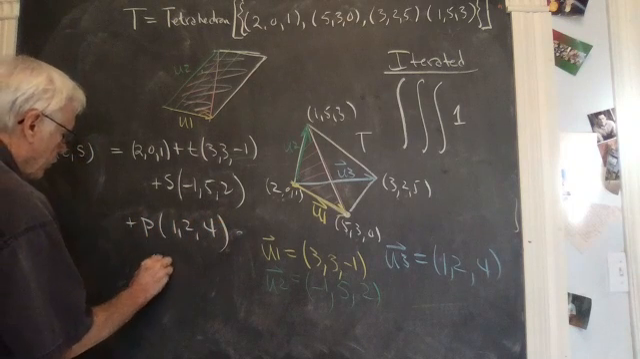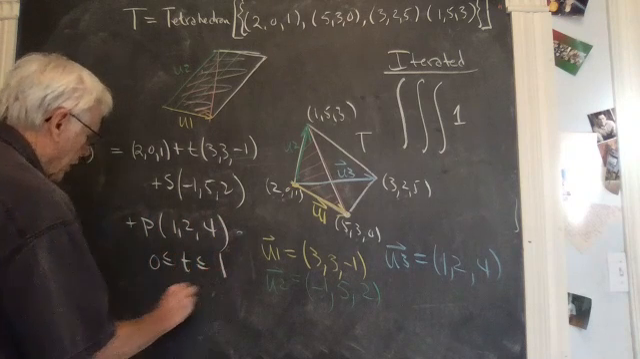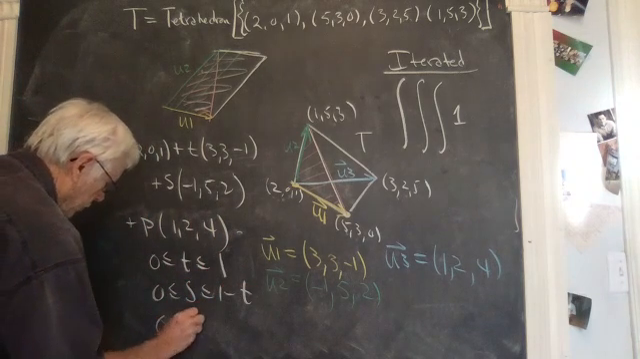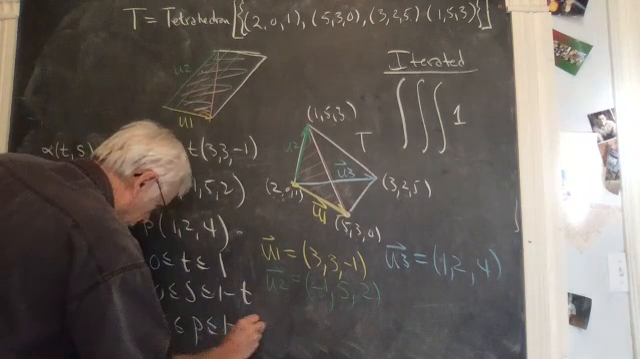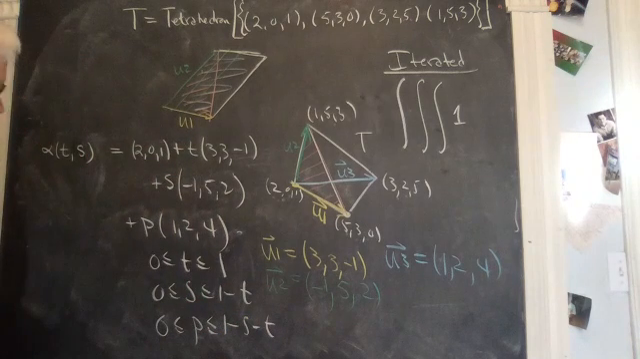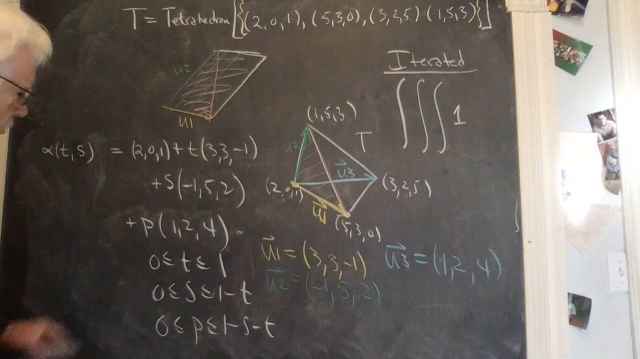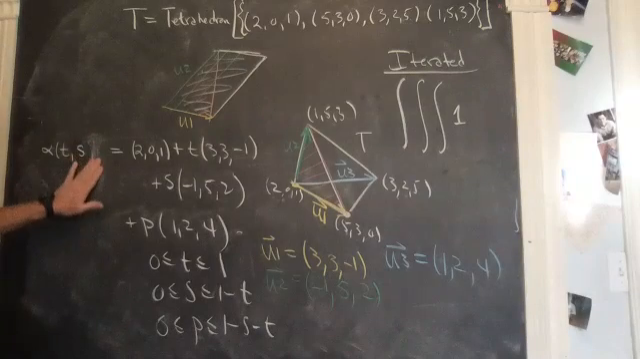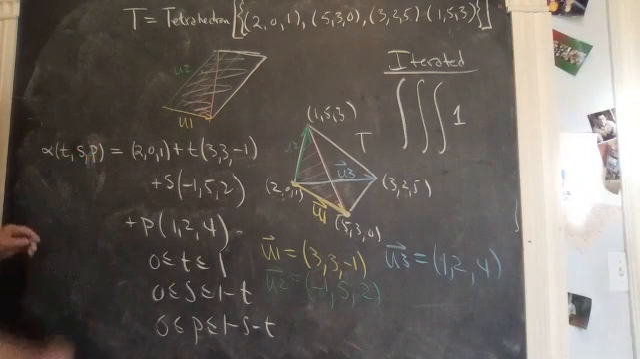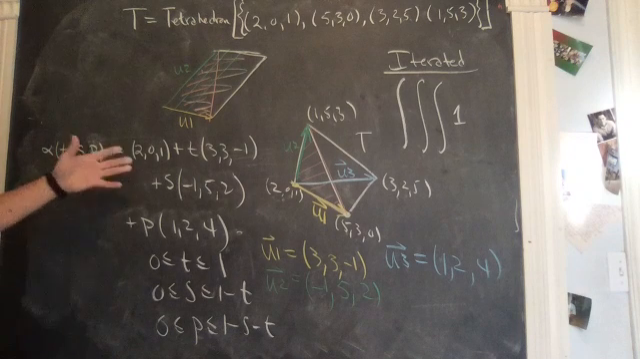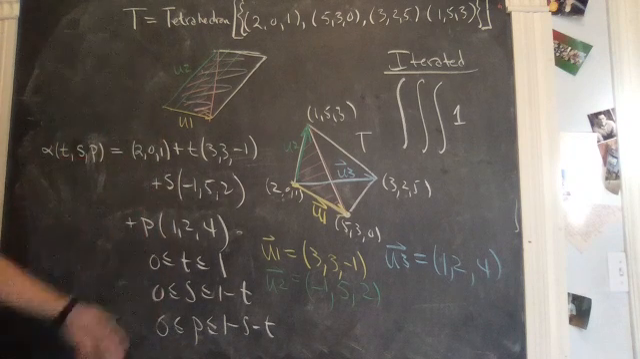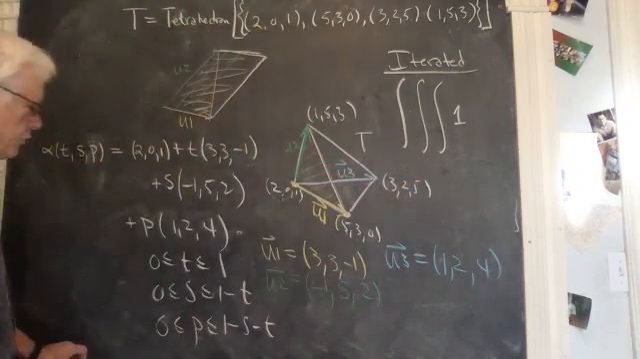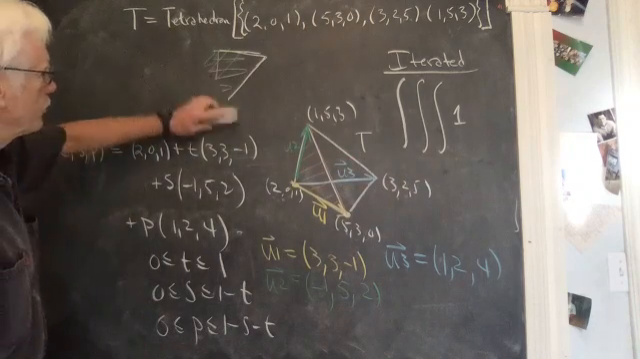with 0 less than or equal to T less than or equal to 1, 0 less than or equal to S less than or equal to 1 minus T, 0 less than or equal to P less than or equal to 1 minus S minus T. This will give the exact description of, this is a parameterization of the entire tetrahedron. And this parameterization is kind of what I was pushing for us to get. And this parameterization will let us do this integral pretty well. So I'm going to leave the parameterization and erase my pictures.